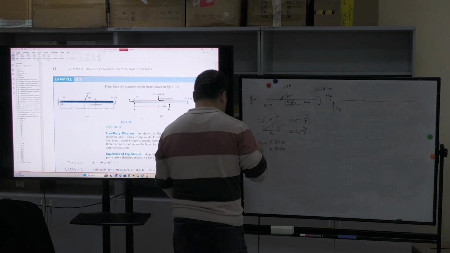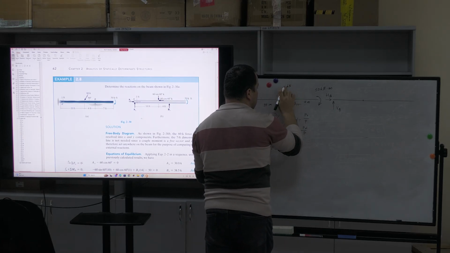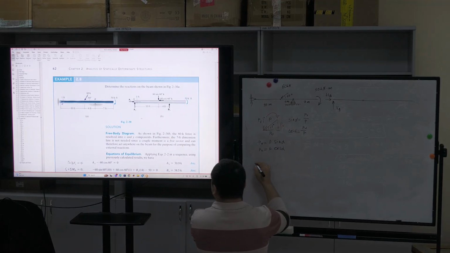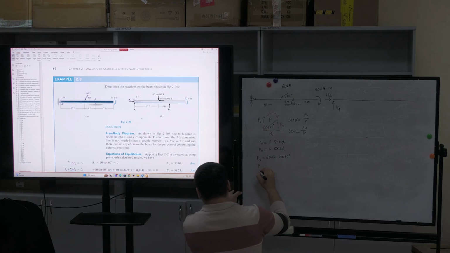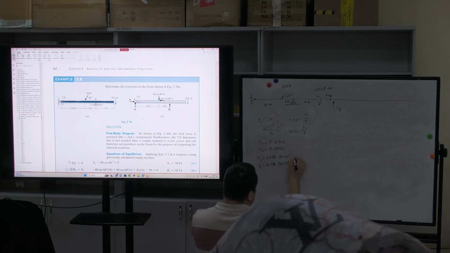Let's write the forces. We have a 60 kilonewton force. I'm sorry, this is not 6, this is 60. I made a mistake. PV is equal to 60 kN times sine 60 degrees. PH is equal to 60 kN times cosine 60 degrees.